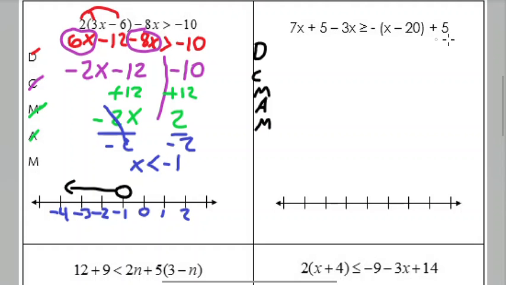All right, my next example, I have this big, long inequality, right? I can still solve this just by following my steps. Don't call me after midnight. So first step, D, is distribute. I have to get rid of the parentheses.